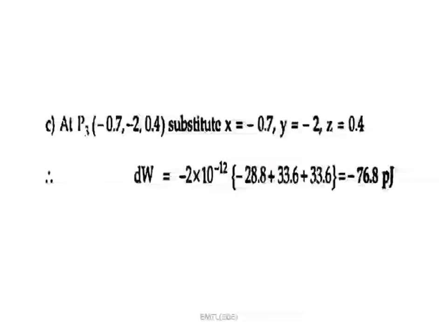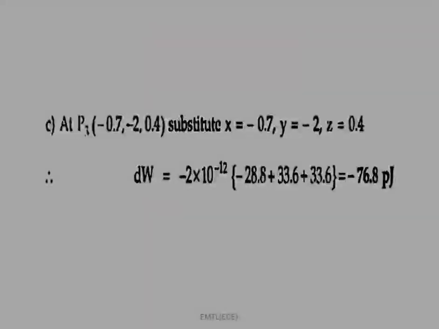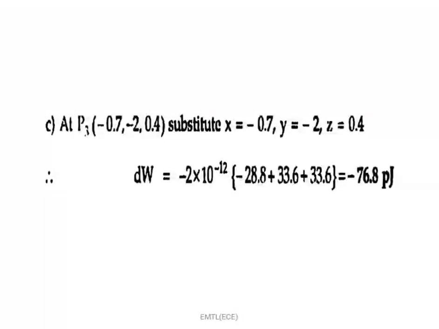Minus 2 into 10 power minus 12, minus 28.8 plus 33.6 plus 33.6. Finally, the work done at this point is equal to minus 76.8 picojoules. So this is the solution of the problem.